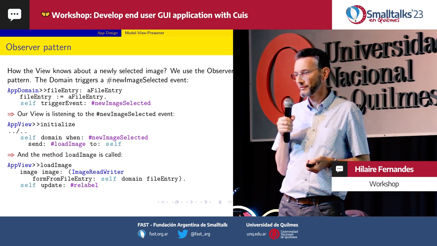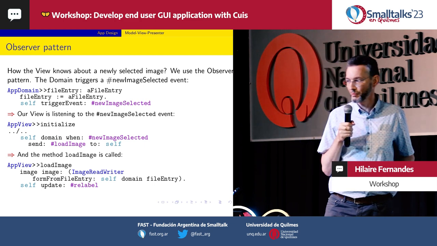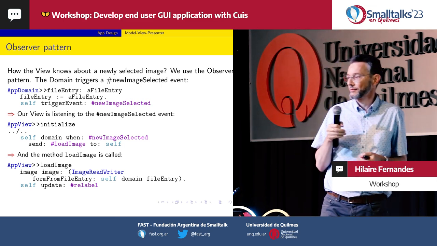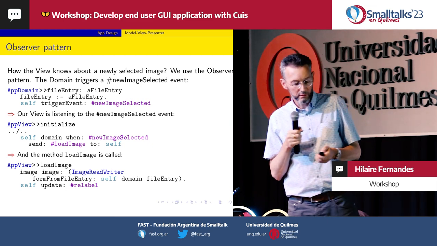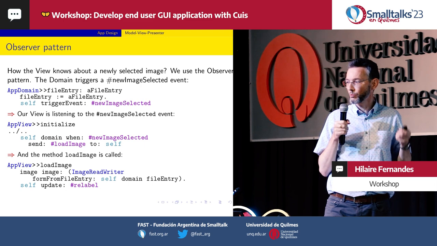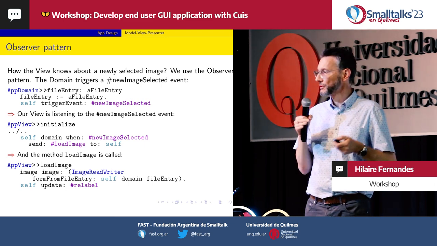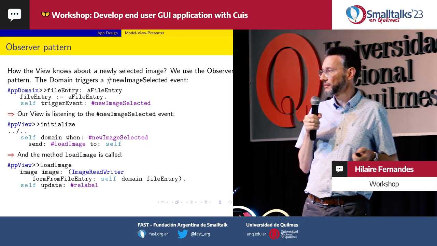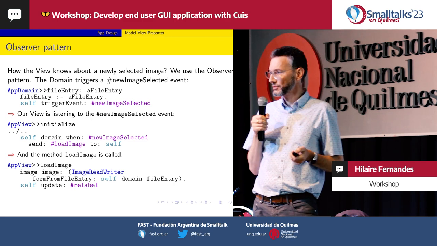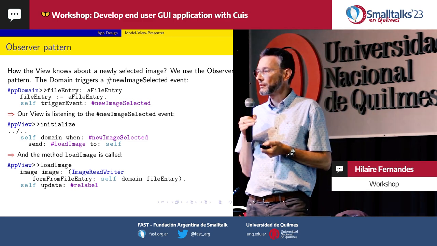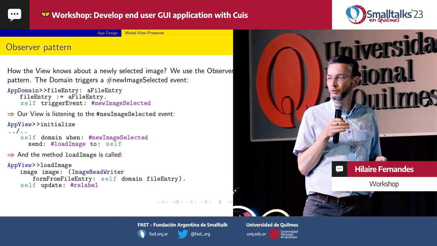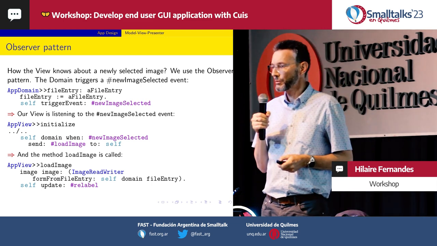You understand that? Because at some point, somewhere deep in the model, we say to the domain, you have to do something. But this is a bit hidden under the curtain. What is interesting is that if there are several views that want to listen to this model, they can listen at the same time. So for example, if you want to have also a miniature picture or something like that, we will add another view that will listen to the domain. So the domain just needs to trigger the event. And the interested views, to get notified about the change on the file, will just say, I want to be on the list of the people that listen to what is happening.